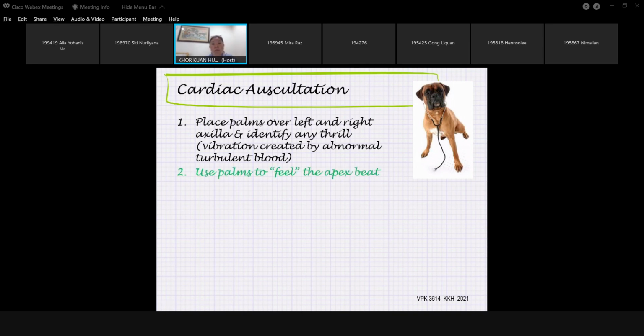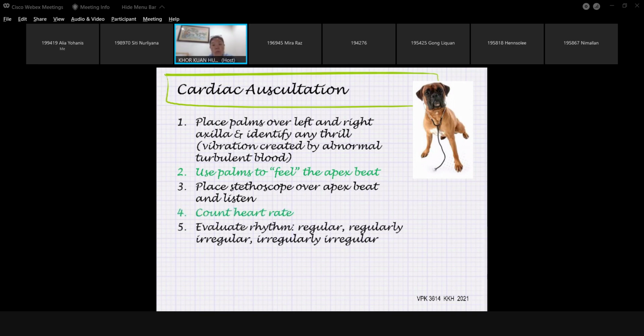Okay. So after that, you can actually feel the entire chest. All right. You feel for the apical beat. Okay. Then only you put your stethoscope over the apex beat, and then you listen for your lap dub. And then you count the heart rate. And as you count the heart rate, then you evaluate the rhythm. Is this lap dub regular? Is it regularly irregular? Or is it irregularly irregular? Okay, which I'll explain a little bit more later.